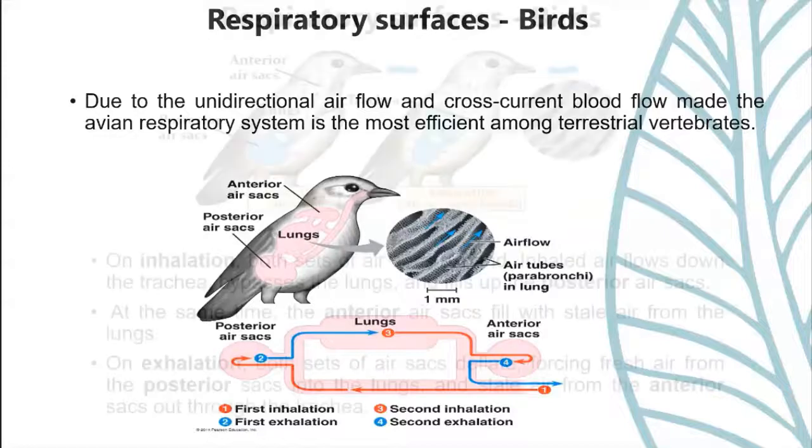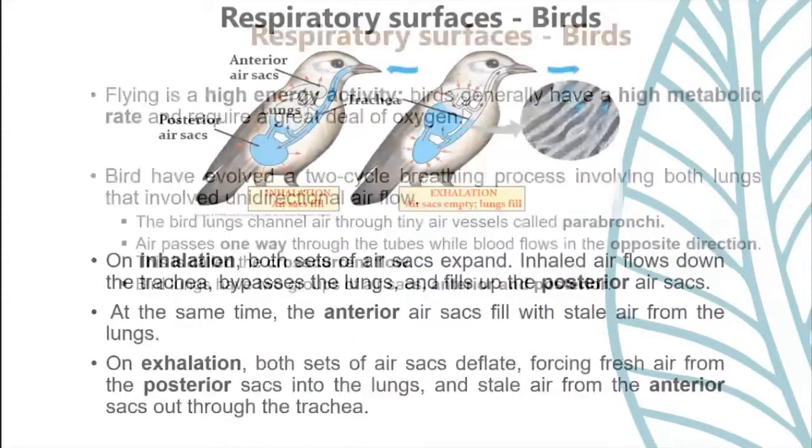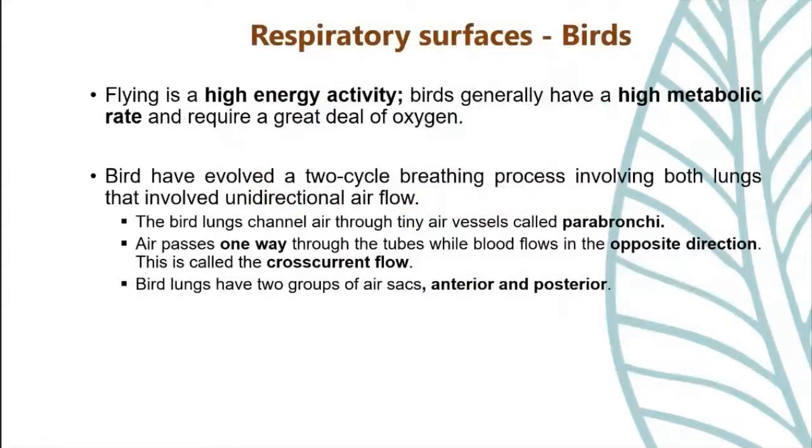System semalam kita tengok, they depend on two cycle breathing. Okay, two cycle breathing maksudnya dia ada two inhalation and two exhalation. Kenapa dia ada two inhalation and two exhalation? Sebab dia ada two air sacs. Okay, so which is the anterior air sac and also the posterior air sac.